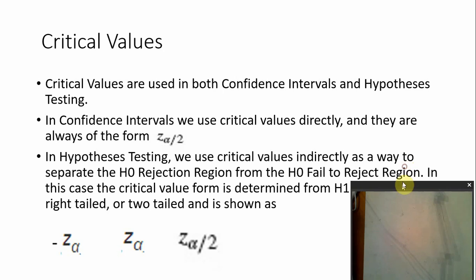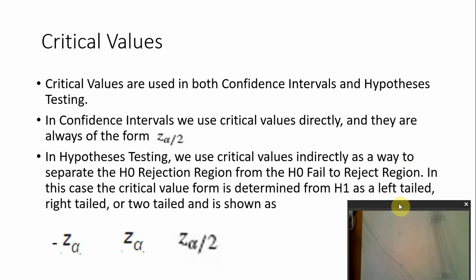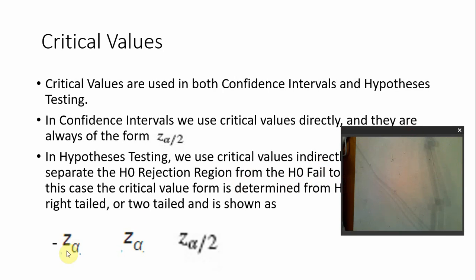In hypothesis testing, we use critical values indirectly as a way to separate the H0, the null hypothesis rejection region, from the H0 failed to reject region. In this case, the critical value form is determined from H1 as a left-tailed, right-tailed, or two-tailed, and is shown. Okay, so the negative Z alpha, Z alpha, Z alpha over 2.